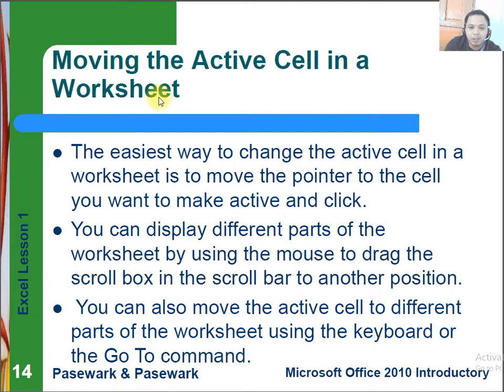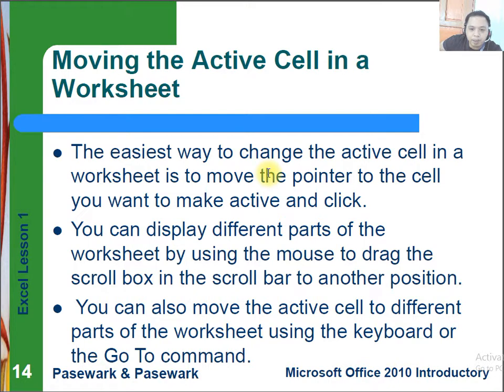Okay, so the easiest way to change the active cell in a worksheet is to move the pointer to the cell you want to make active and click. So the easiest way daw is you use your mouse pointer. Okay, so by moving your mouse, diba? Hindi gagalaw si mouse pointer kung hindi natin igagalaw yung mouse natin. Okay, then you look for the cell na gusto mong gawing active cell or gusto mong lagyan ng data. I-click mo lang yun, then yun na, active cell na siya.